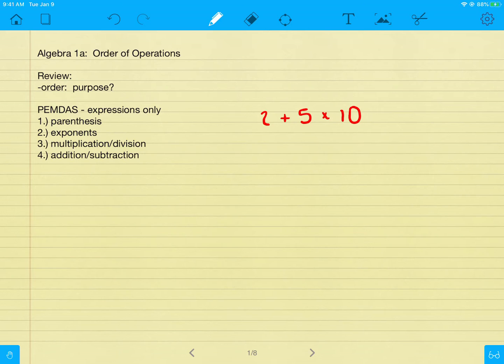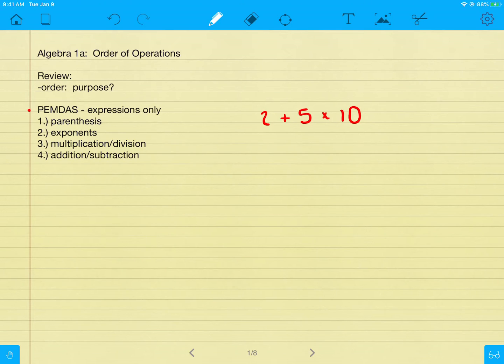If you were to do this problem your own way and not follow the order of operations, you could potentially get two different answers. One of them is correct, one of them is not. The order of operations guarantees that everyone will get the same answer. It's called PEMDAS, a little acronym we use: parentheses, exponents, multiplication, division, addition, and subtraction. It's for expressions only, meaning something without an equal sign. As you look at this problem, there is no equal sign, so we just simplify it down to a simple answer.